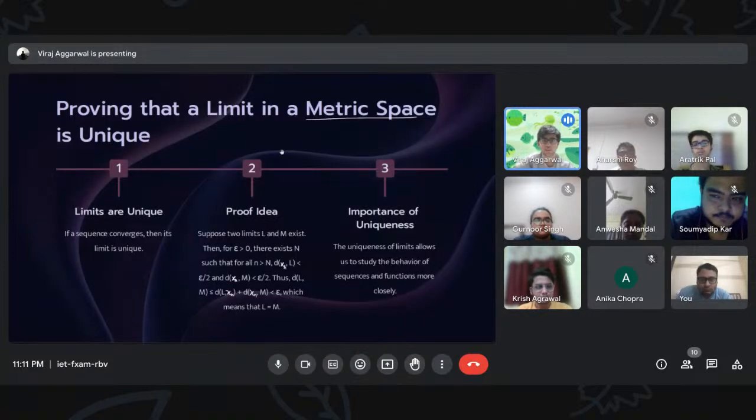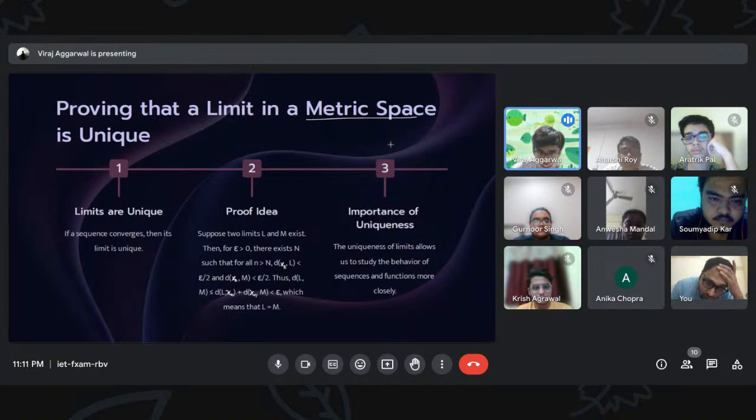So this is proving the limits specifically in a metric space are unique. It may not be true for just topological spaces in general, but it's true for metric spaces. So the idea is that if you have two limits L and M, and you take an epsilon value greater than 0, you can see that as you increase n, the value of the distance function when you take xn and your first limit L will be less than some value epsilon by 2, that is your epsilon from earlier.